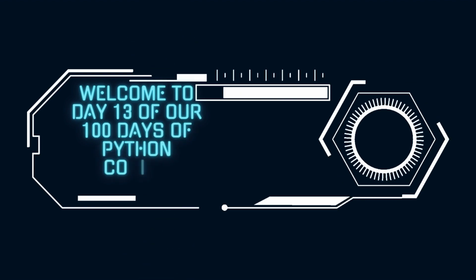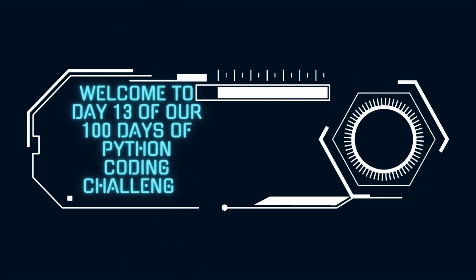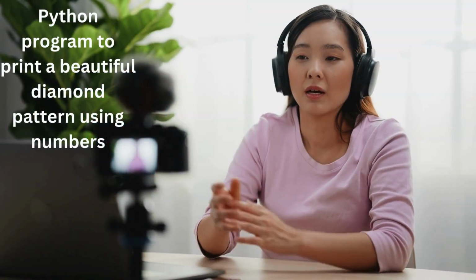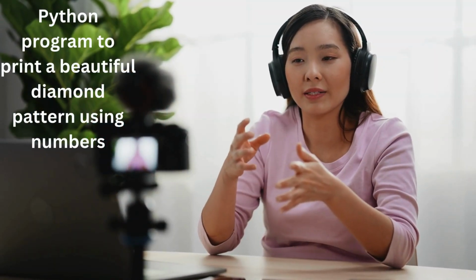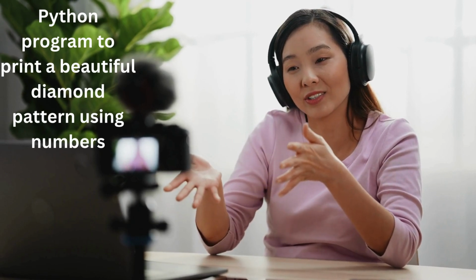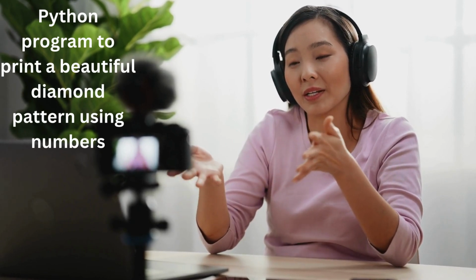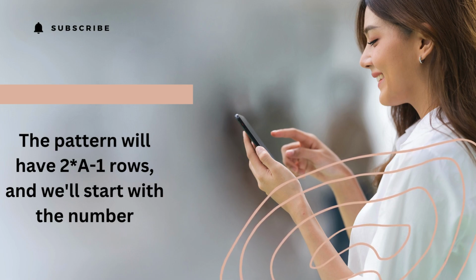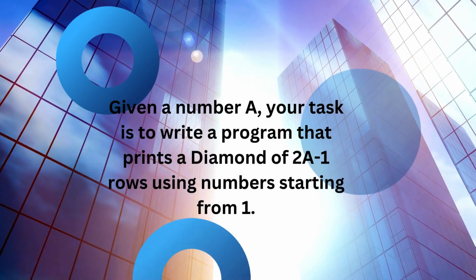Today we have an exciting challenge where we'll be writing a Python program to print a beautiful diamond pattern using numbers. Ready to craft some numerical bling? Today we're unleashing the power of numbers to construct a dazzling diamond pattern. The pattern will have 2A-1 rows, and we'll start with the number 1.